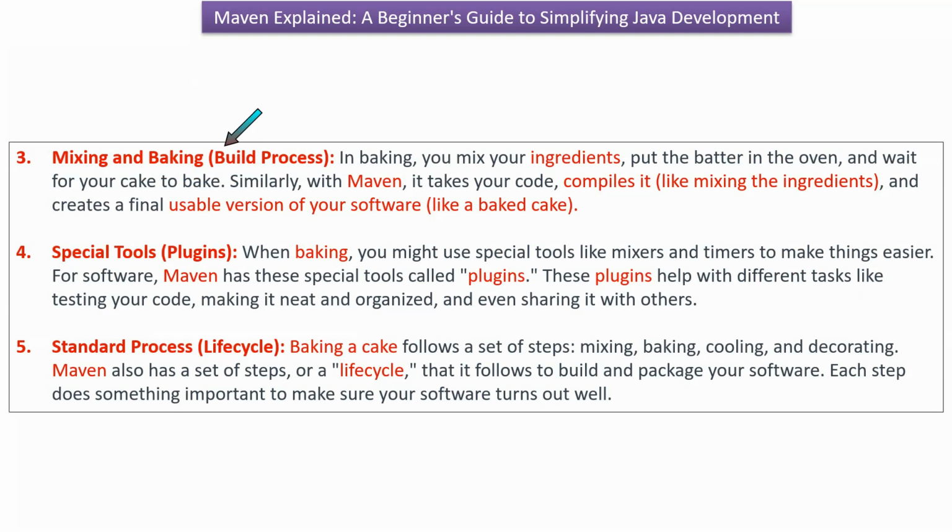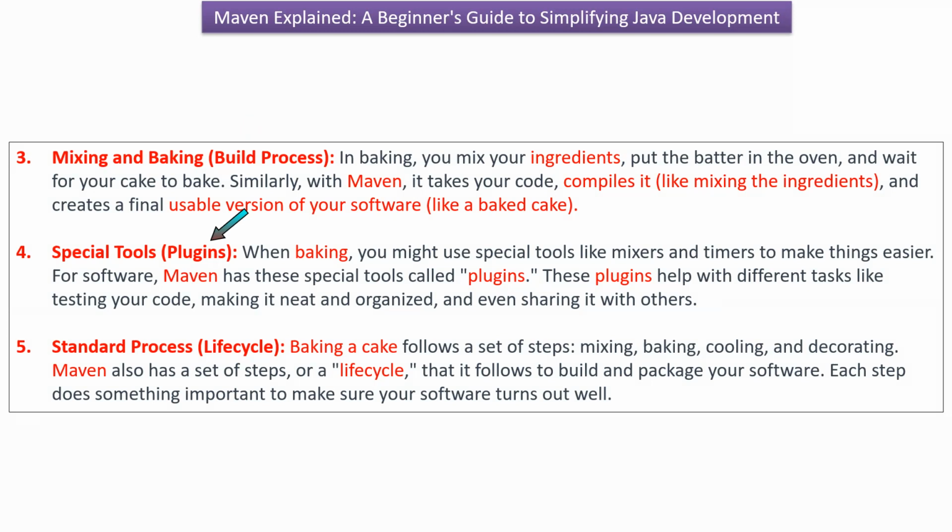Third point is mixing and baking, which is nothing but the build process. In baking, you mix your ingredients, put the batter in the oven and wait for your cake to bake. Similarly with Maven, it takes your code, compiles it and creates a final usable version of your software. And compilation is equivalent to mixing the ingredients, and the usable version of your software is equivalent to a baked cake.